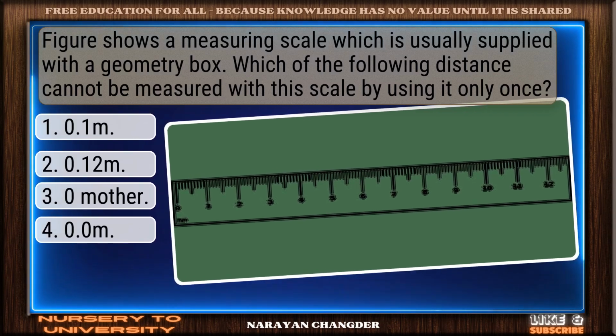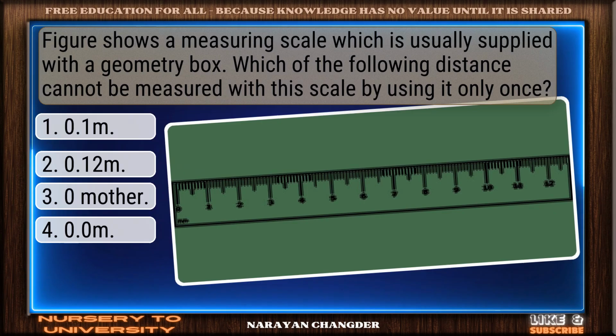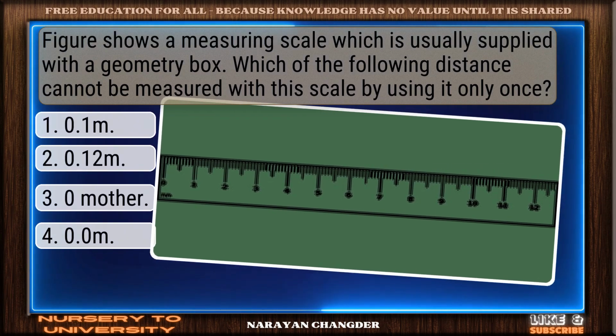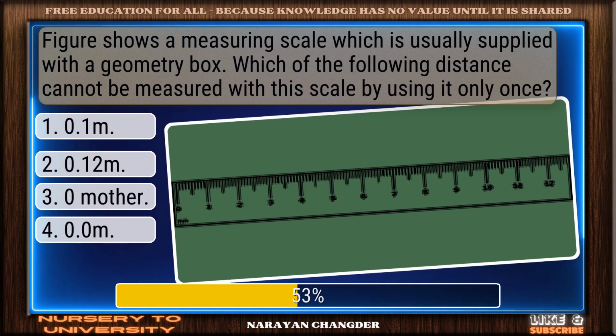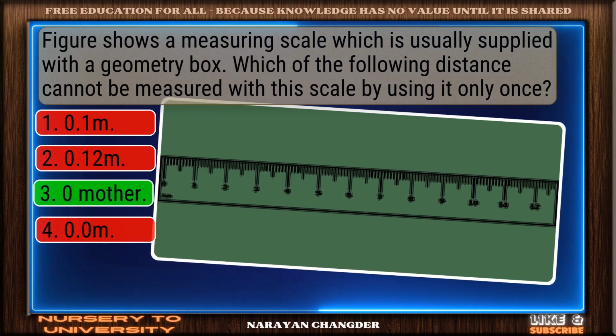Figure shows a measuring scale which is usually supplied with a geometry box. Which of the following distance cannot be measured with this scale by using it only once? Smart pick. Zoo mother is the correct choice.